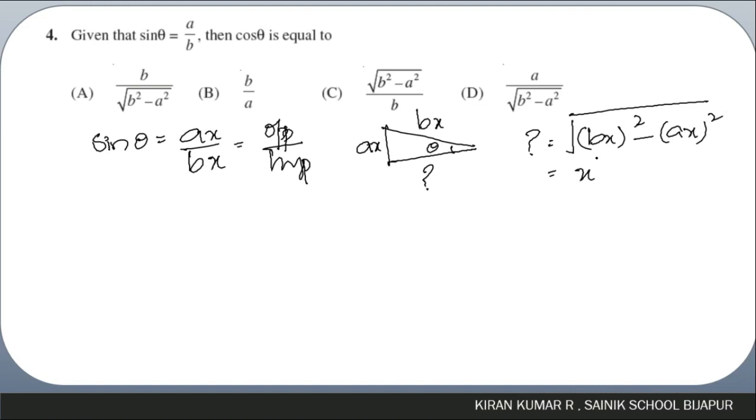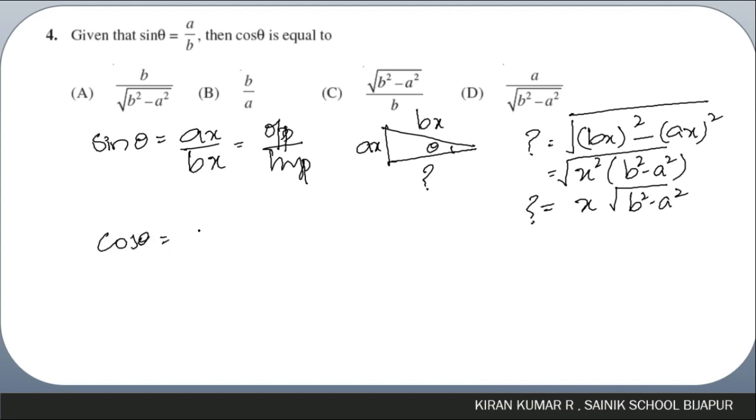I can take x square common. I'll get x times of root b square minus a square. So it is x times of root b square minus a square. This is the adjacent side. Cos theta value is adjacent side by hypotenuse.